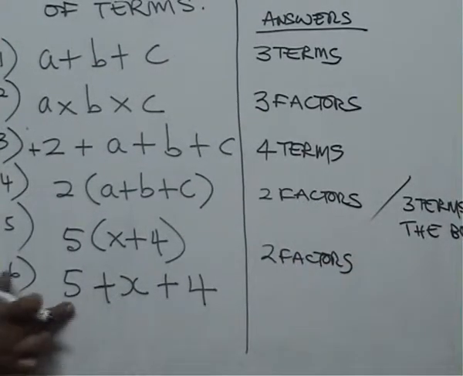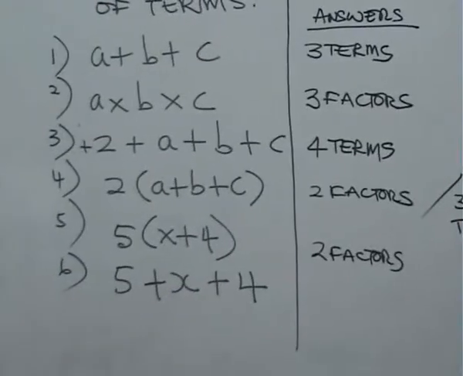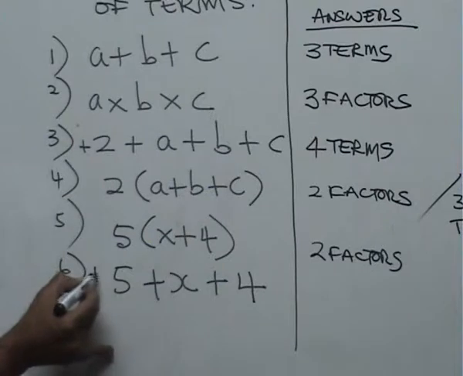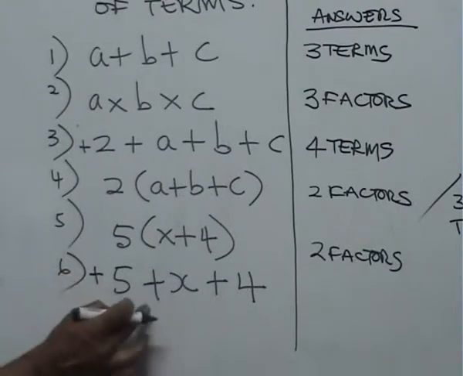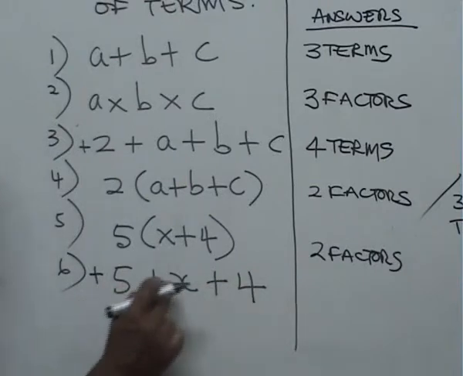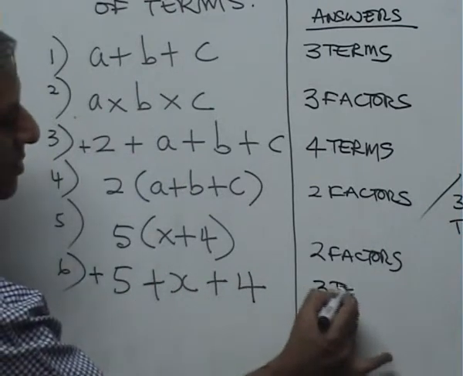Number 6. These are all separated by plus signs. Therefore, there are 3 terms. You know that a plus sign is understood here. So it's plus 5, plus x, plus 4. So that gives you 1, 2, 3 terms.